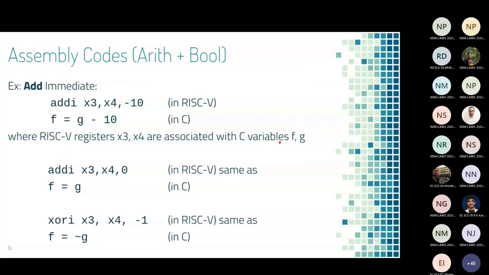So this is a quick example of interpretations of the instructions and how C code gets translated to assembly. For example, you have f is equal to g minus 10. So this C program would, in assembly, turn out to be an add-I operation where x4 holds the value of g, minus 10 is encoded as a 12-bit immediate within the instruction, and x3 is the variable f.